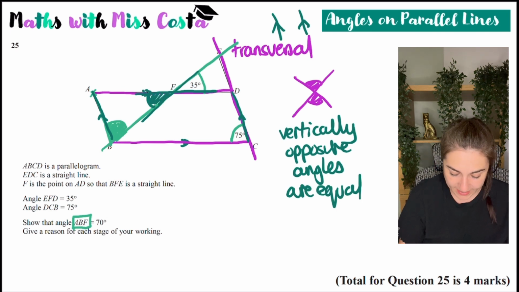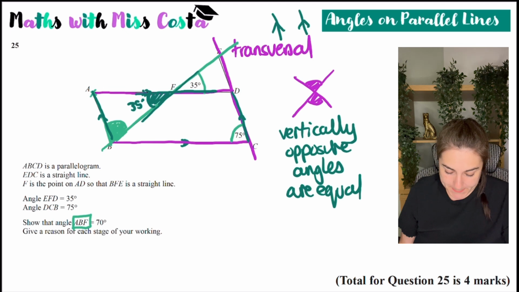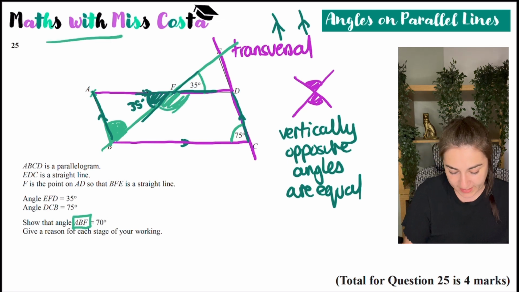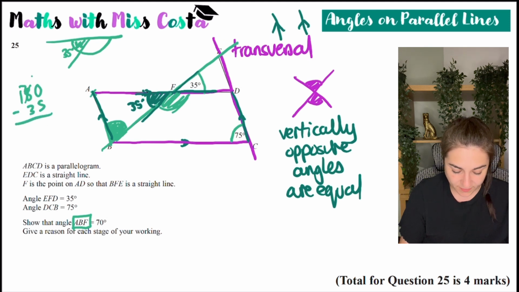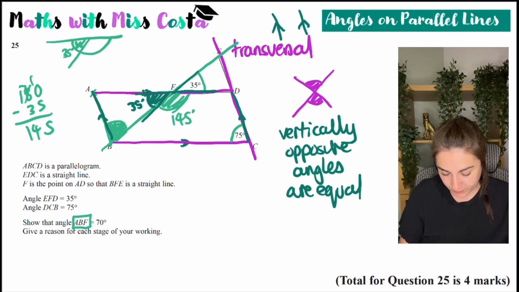Therefore, I know that this angle here must be 35 degrees. Now, the next thing I could do is, if I know that that angle here is 35 degrees, then I know that this angle here, so over here I've got a straight line now, so I've got 35 degrees here, and this angle here form a straight line. So 180 take 35 would give me 145. So that angle here would be 145.